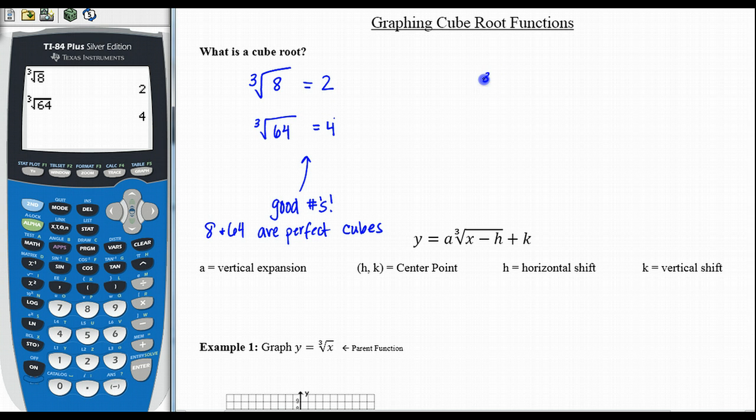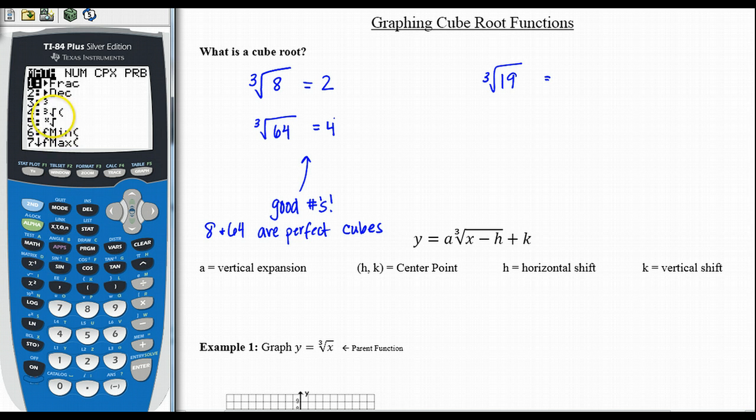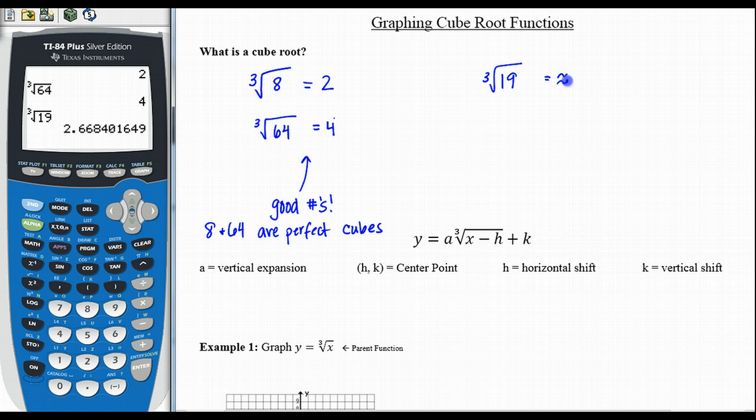Because what if I asked you, what's the cube root of 19? Well, you're going to need your calculator. Again, I'm going to go to second enter, or you could remember go to math and 4, whatever you think is faster for you. And we're going to find out the cube root of 19. Well, that is approximately 2.668. What if I asked you to graph that? You could approximate. We don't know exactly where that is with our pencil. So that would not be fun to graph.